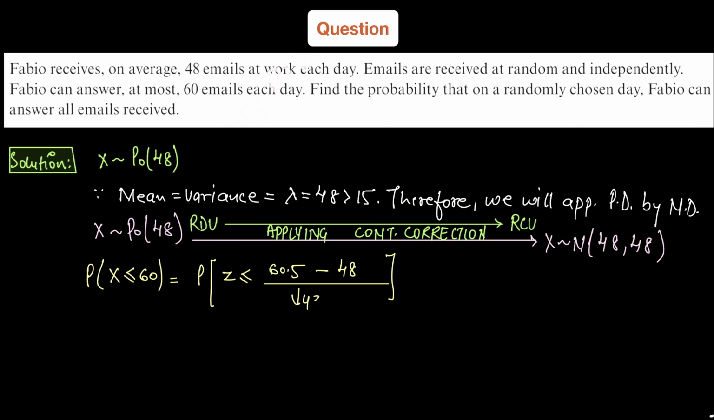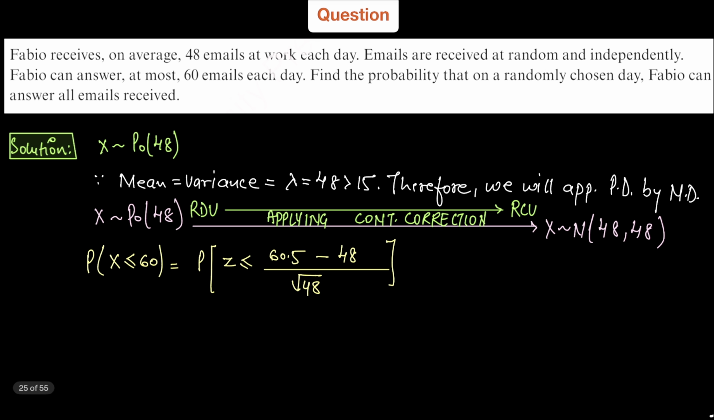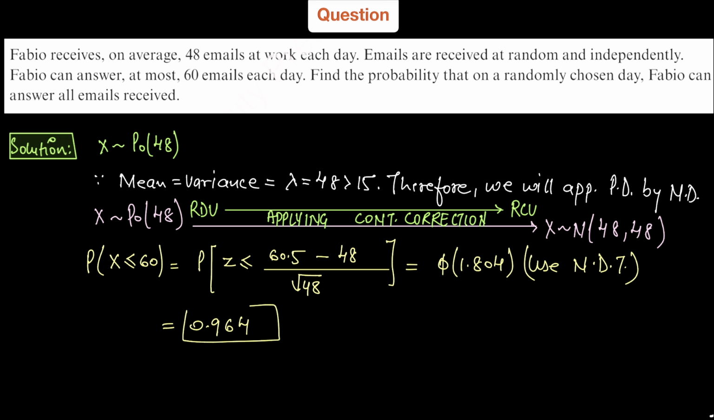So this is root 48 in the denominator. We have closed the brackets. Finally, when we solve it, we get the answer as phi of 1.804. Now you can use the normal distribution table which is available in MF19. So we get the final answer as 0.964. So this is the answer for the given question.